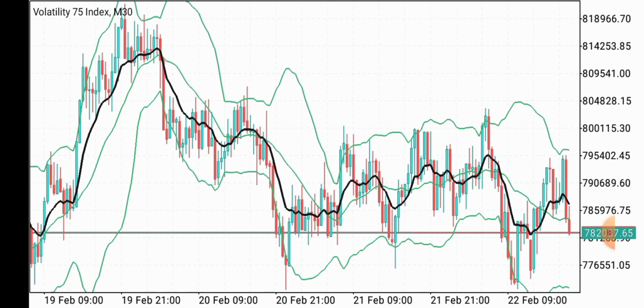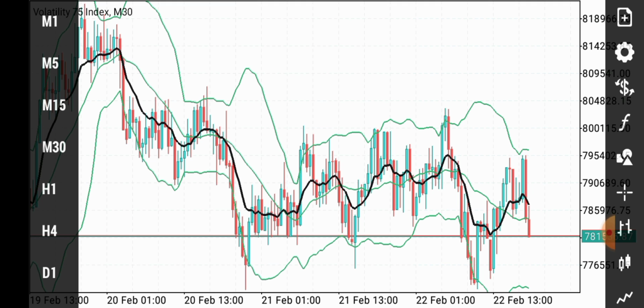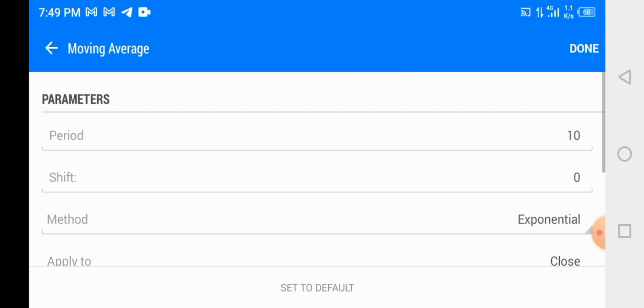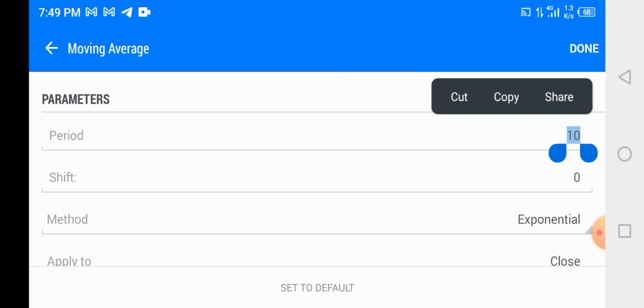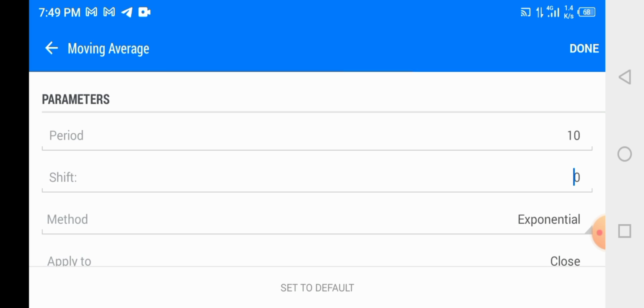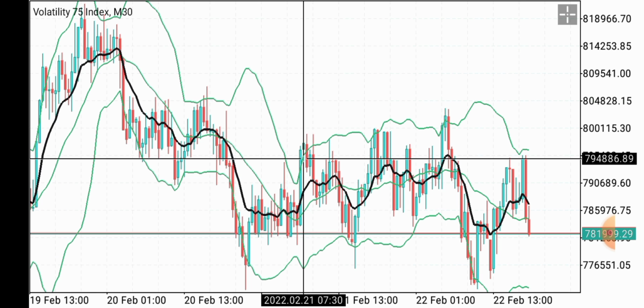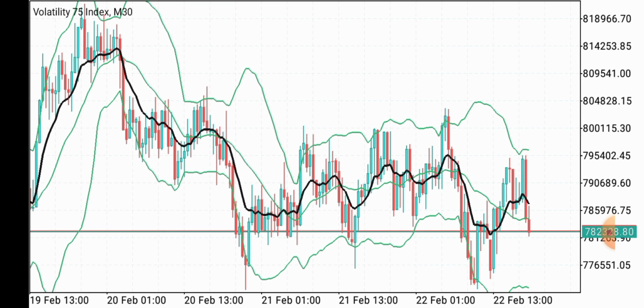I'm going to give you some rules that you are going to use in order to apply this strategy effectively and efficiently. So we are going to add the moving average. This moving average could also help us determine our short-term scalping take profit. So we are going to add the 10 moving average, period 10, shift 0, exponential, apply to close. Then you click on done. That's the black line, as you can see here. Sometimes it's going to act as our point of take profit.